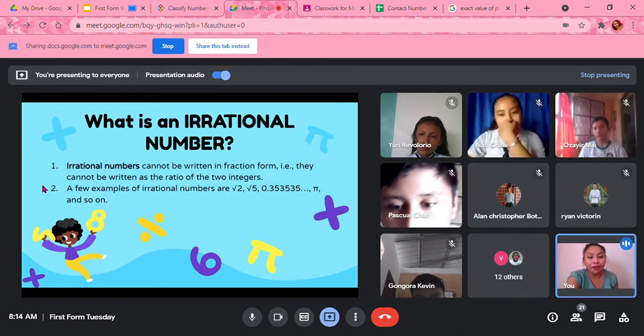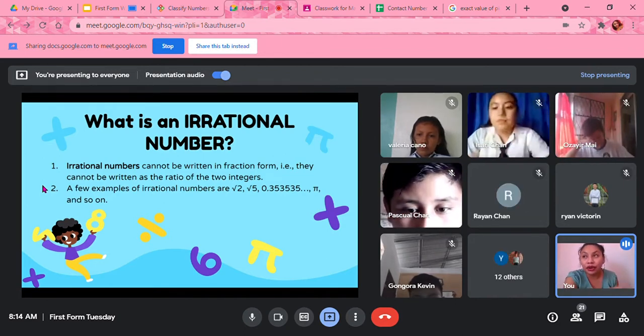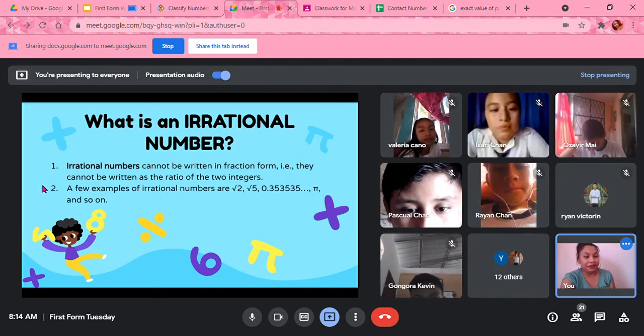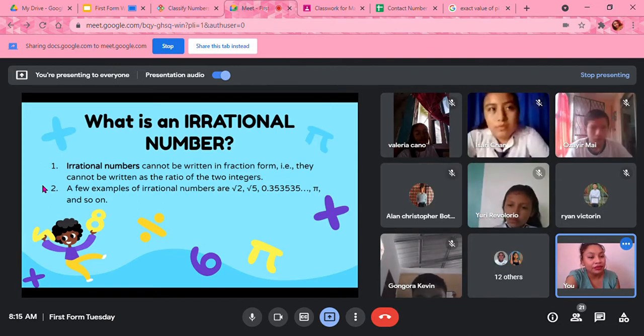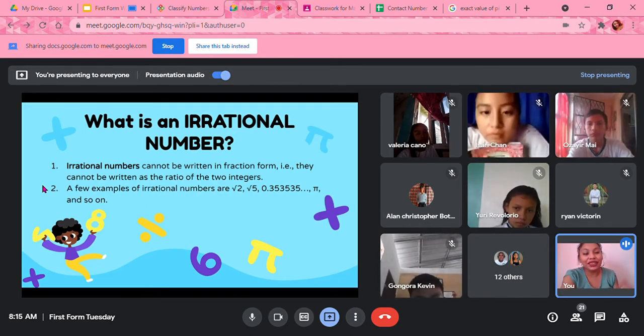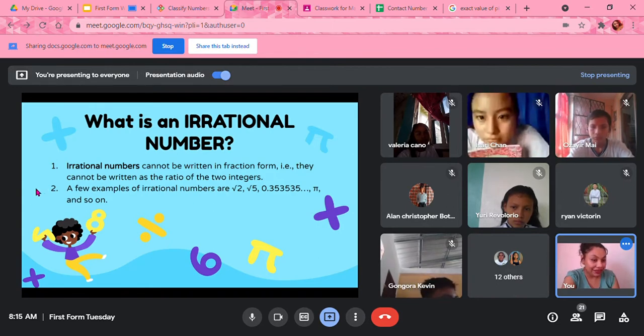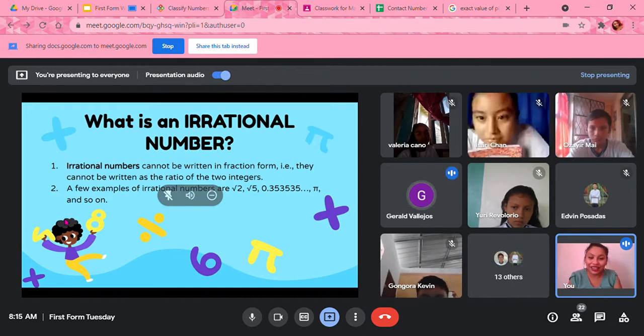For example, if I ask you, what is the square root of 9? Can you tell me what the square root of 9 is? Does anybody know what the square root of 9 is? Nobody? Do you know what it is? Very good, very good. It's 3.